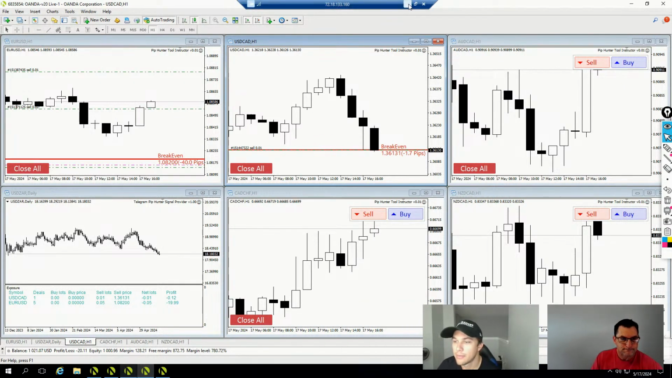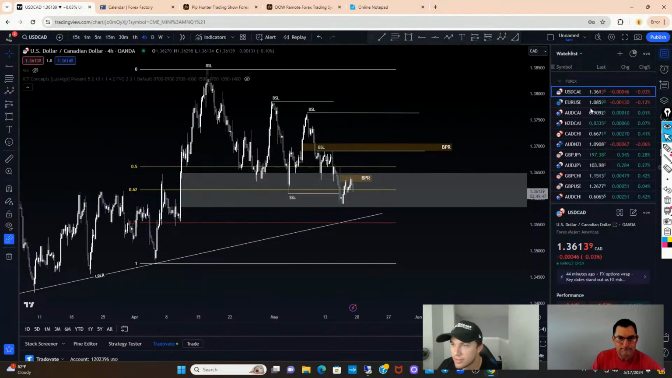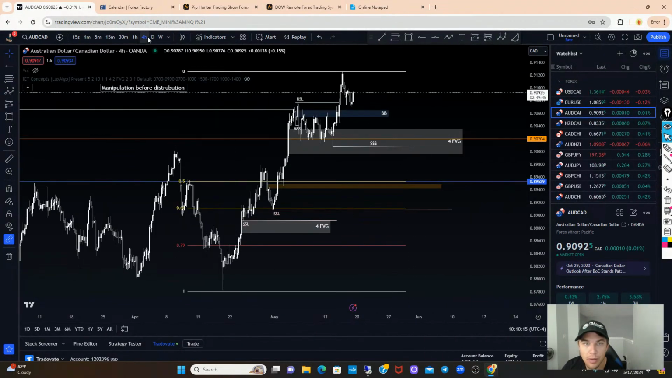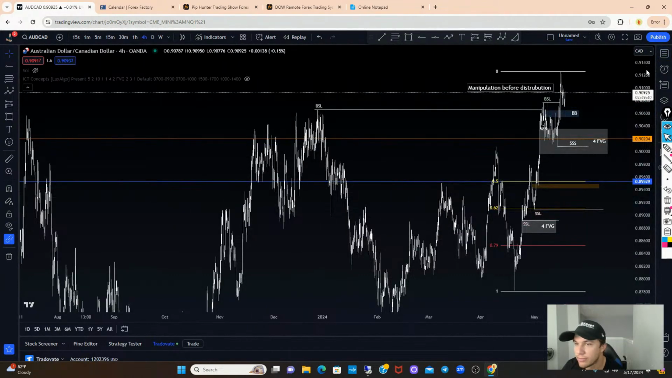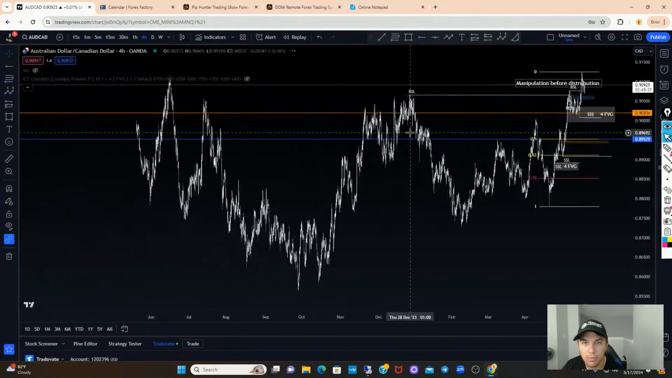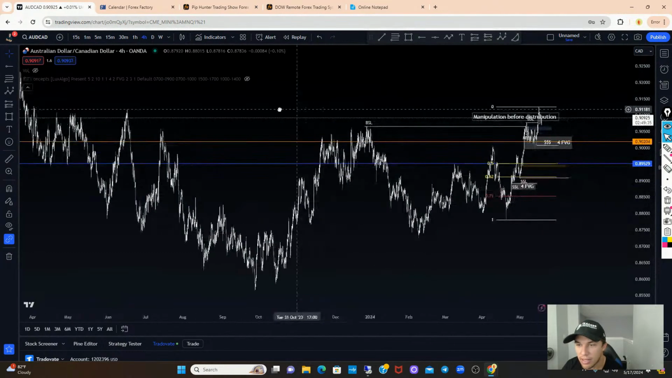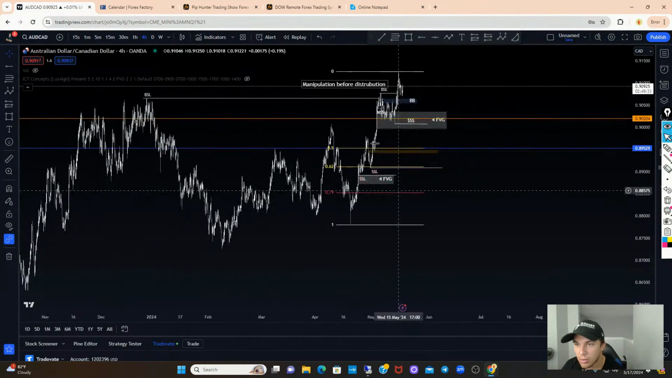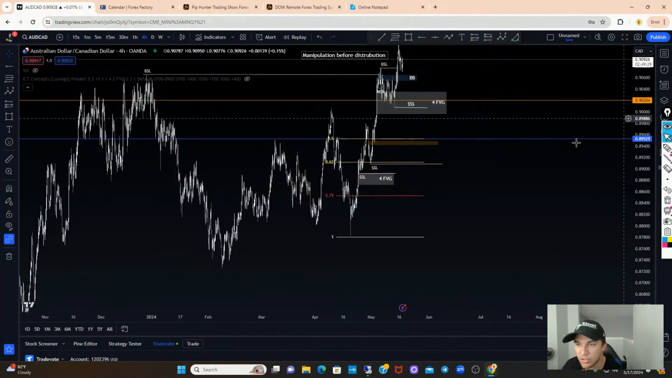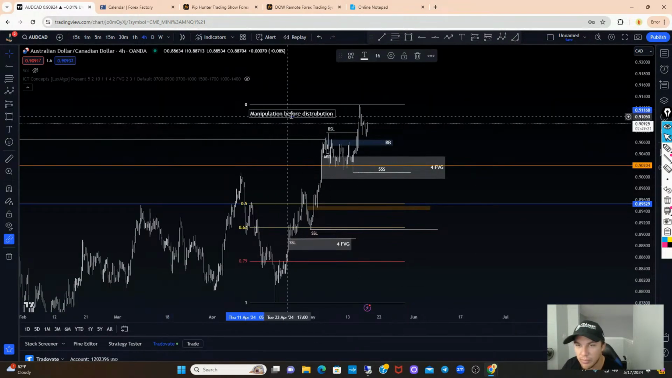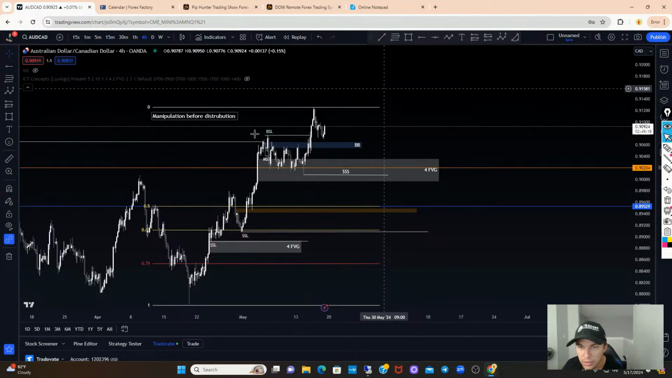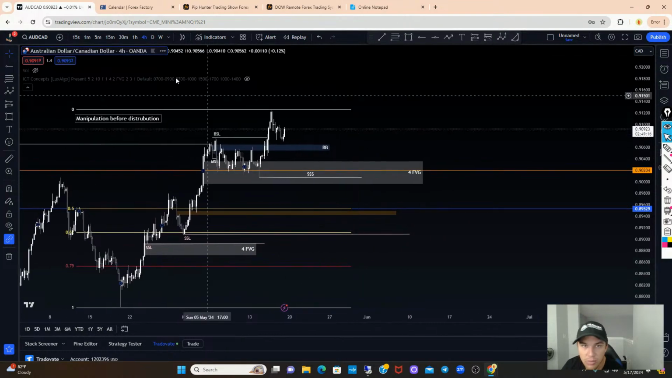All right. Well, we're not doing the Euro US dollar, so let's take a look at the Aussie CAD. Looking at the Aussie CAD here, let's open this full screen. We can see right now that we're on the buy side of the curve. We have completed our model here, sweeping this external buy side liquidity range. And now we got this manipulation. This is exactly what I was looking for, manipulation before distribution. Now I want to see if it holds.